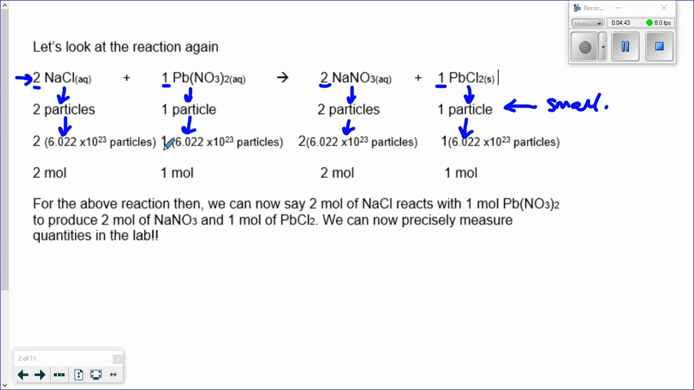So what a better ratio might be is if instead of a particle, we take 6.022 times 10 to the power of 23 particles. So 2 times that number, 1 times that number, 2 times that number, 1 times that number, which represents our ratio. Our molar ratio is what we'll call that. That's 2 moles of sodium chloride, that's 2 times Avogadro's number, reacting with 1 mole of lead 2 nitrate, that's 1 times Avogadro's number, to produce 2 moles of sodium nitrate and 1 mole of lead 2 chloride. So this is our molar ratio, we'll call it.